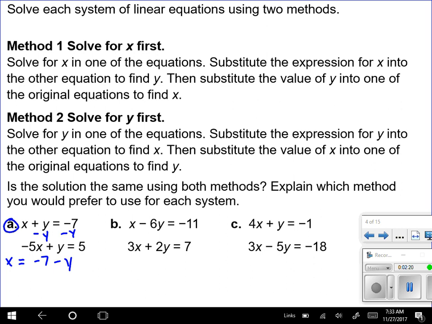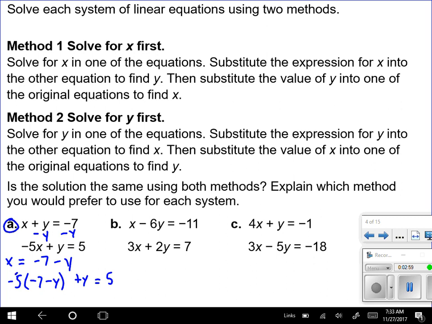Okay? So then it says substitute the expression for x into the other equation to find y. Okay, so let's take that step by step. Since I know this is what x is, I'm going to substitute, hence the word substitution, this in wherever I see x. So now I only have one variable in my equation, and I can work to solve for y.